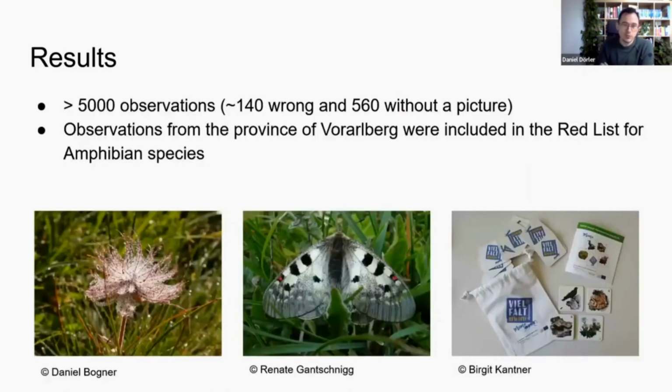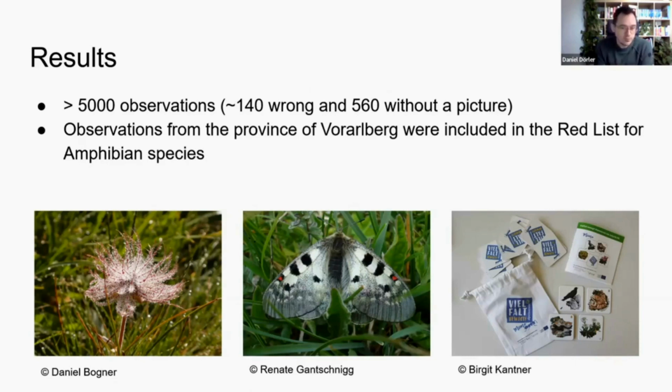In total, they have more than 5,000 observations so far, and among them were 140 wrong species identifications. So all the observations are double-checked by experts, and only 560 without a picture. So that's a quite high percentage of observations with pictures.